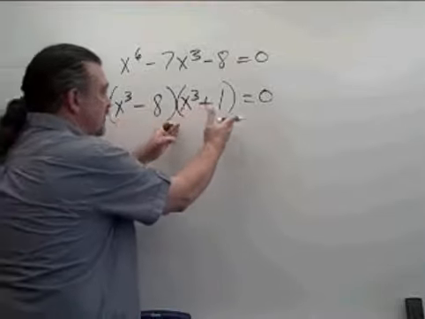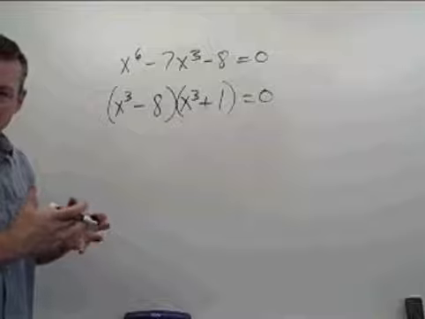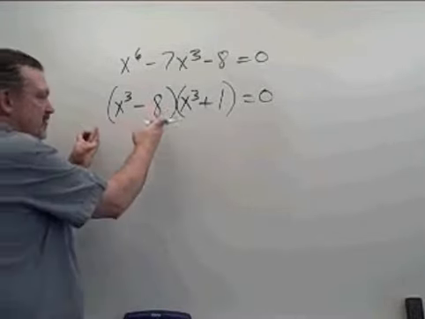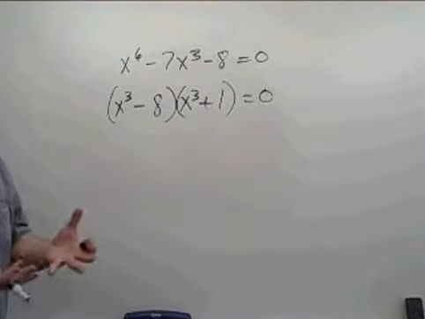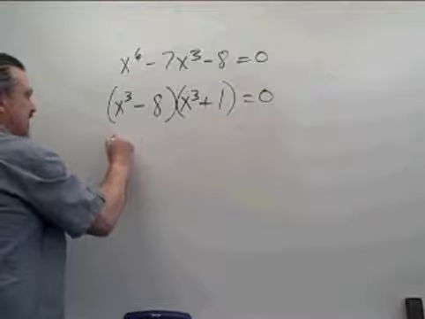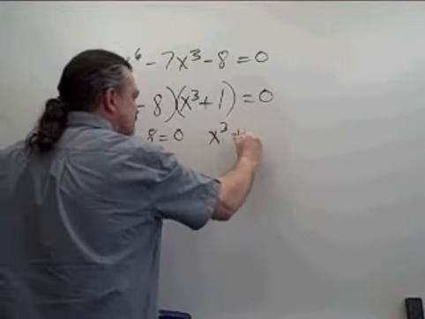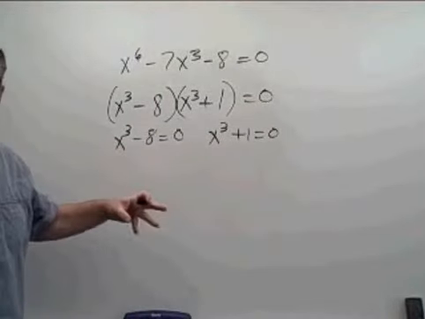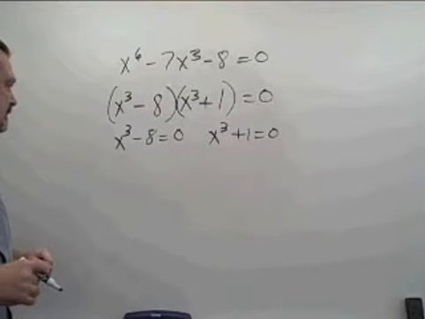Now, each of these quantities, I need to check them to see how I can make 0. What value of x would make each of those quantities 0? Because if one of these quantities is 0, 0 times anything makes 0, that would be a solution. So I set each of these factors equal to 0 and solve those equations to see what value of x would make those quantities become 0.